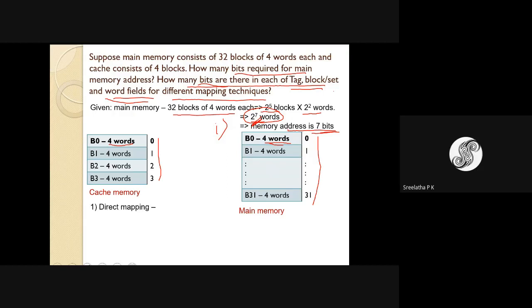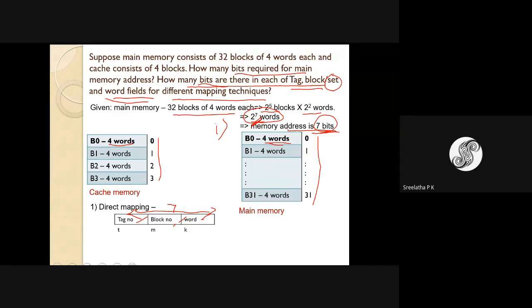Okay, so first one is direct mapping. In direct mapping, the cache memory address contains 3 fields: word, block number and tag number. There is no set in direct mapping. Set is present only in set associative mapping. So in direct mapping, the address generated will be divided into those 3 fields. The total 7 bits will be divided into word, block number and tag number.